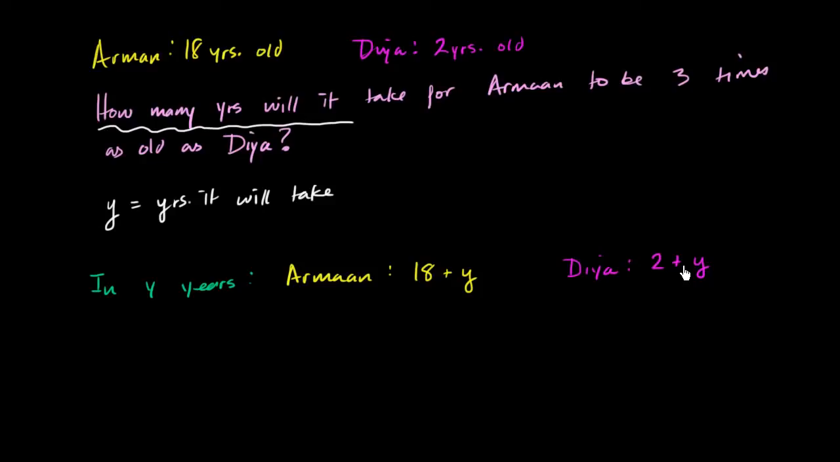So what we're curious about, now that we know this, is how many years will it take for this expression to be 3 times this quantity. So we want to solve for y such that 18 plus y is going to be equal to 3 times 2 plus y. Notice, this is Armand in y years, this is Dia in y years, and we're saying that what Armand's going to be in y years is 3 times what Dia is going to be in y years. So we've set up our equation. Now we can just solve it. So let's take this step by step.